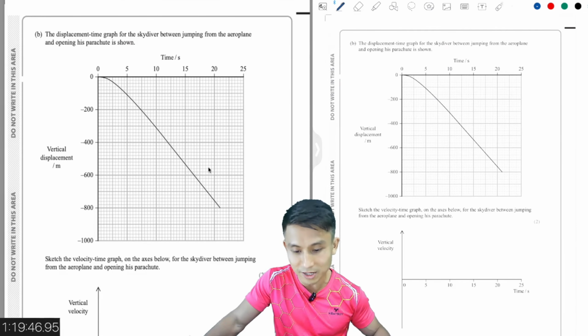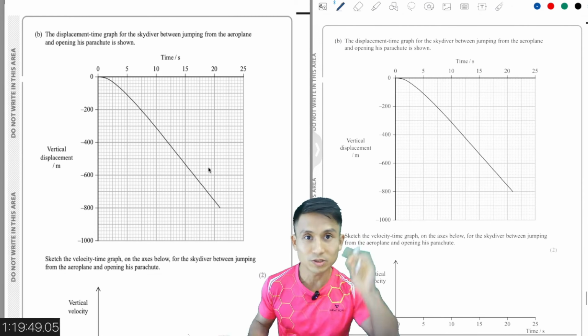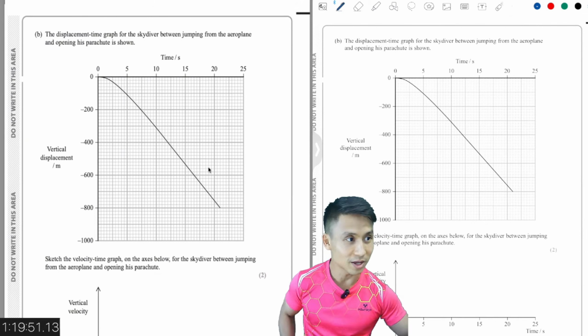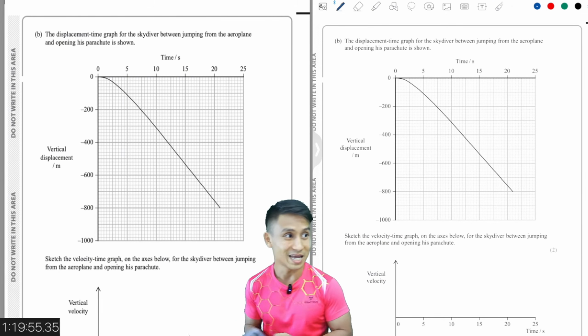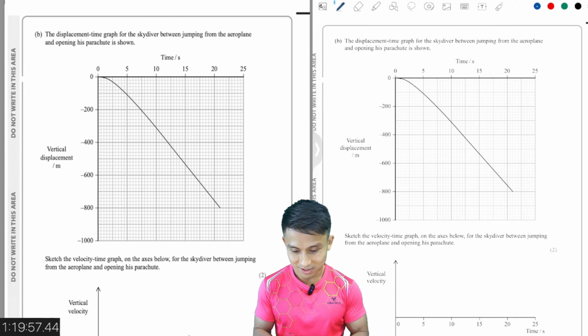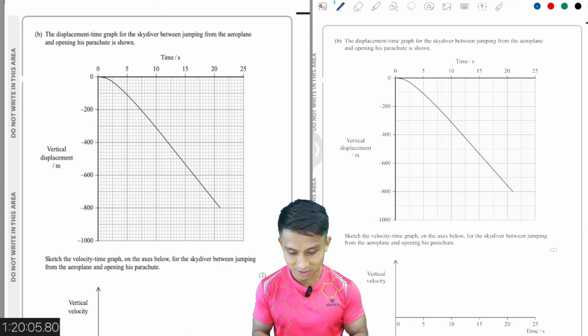Next, the displacement time graph of the skydiver. I'm going to have a second to tell someone that I'm going to be late, because I'm going to have to finish this paper. Actually, I have an appointment in 2 minutes, but it's okay.